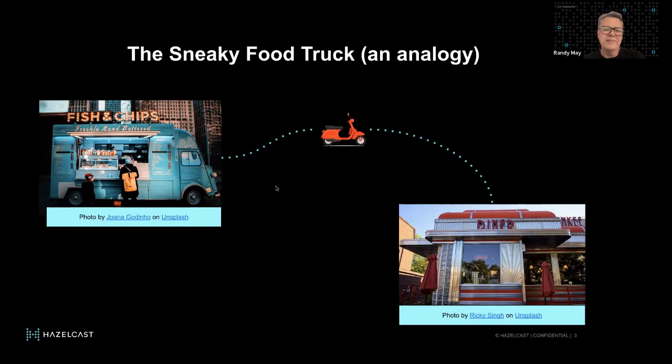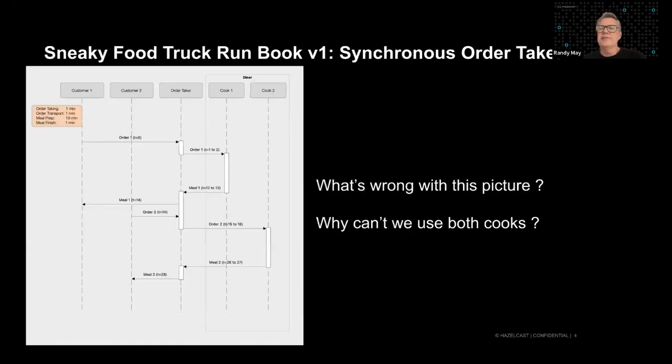You can see this is an obvious analogy to a service request. So, okay, let's look at how Sneaky Food Truck runs their business. Here's version 1 of it. Version 1 of their run book goes like this. Let's say it takes 1 minute to take the order, 1 minute to run it over to the restaurant, 10 minutes to cook, and 1 minute, when you get it back, to package it up and hand it out to the customer.